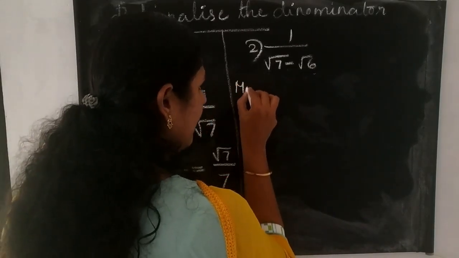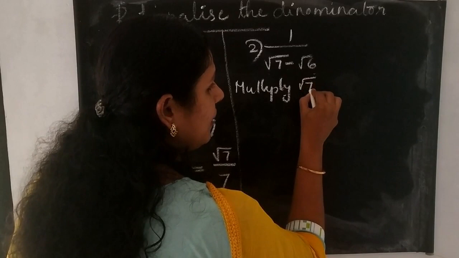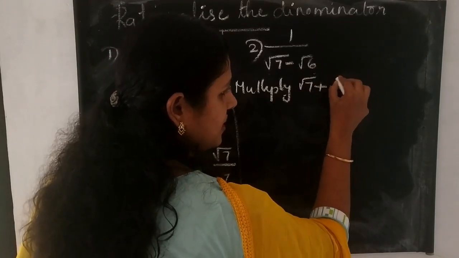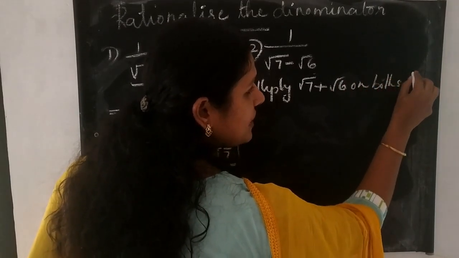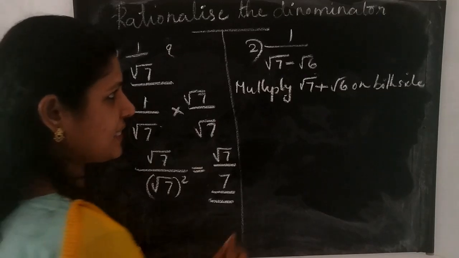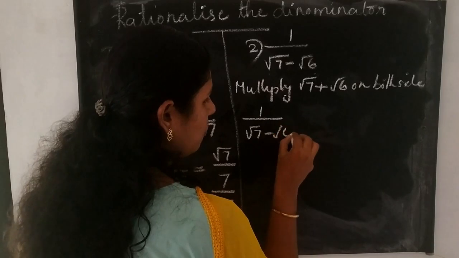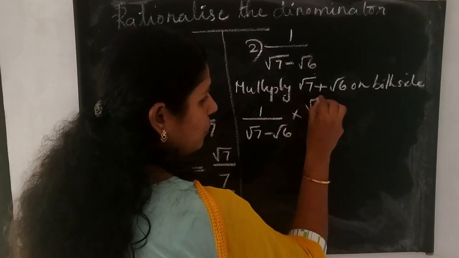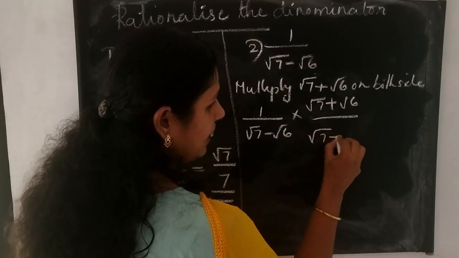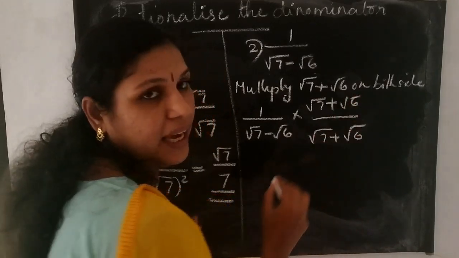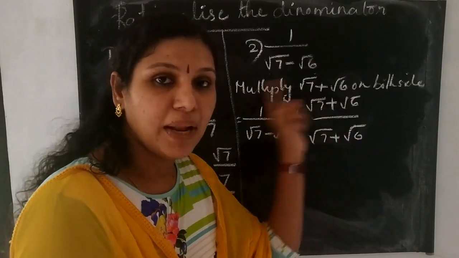So multiply root 7 plus root 6 on both sides. Okay. So we get 1 by root 7 minus root 6, into root 7 plus root 6, divided by root 7 plus root 6. Okay, now the numerator contains 1 into root 7 plus root 6.